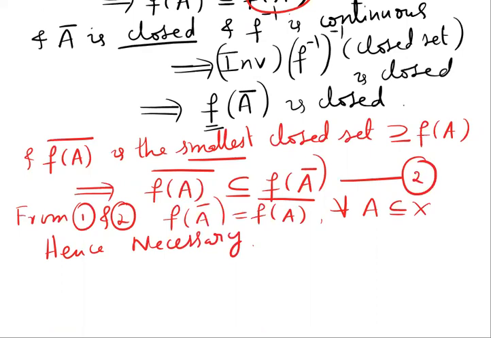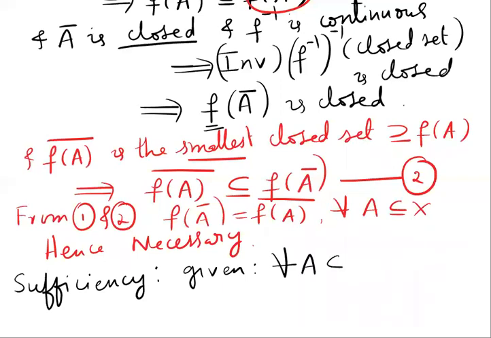Okay, now sufficiency. We have to prove sufficiency. What is sufficiency? Very simple. Sufficiency, what is given? For all subsets A of X, they have given F of A bar is equal to F of A whole bar. That is what they have given.